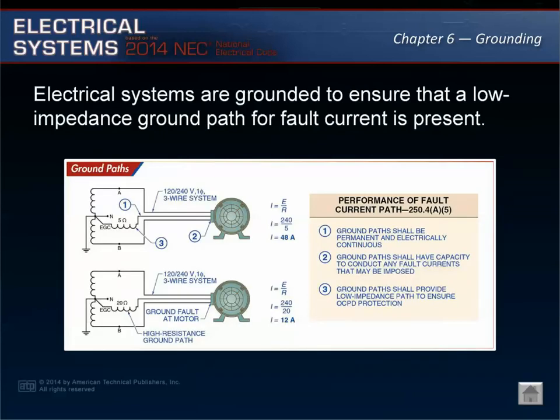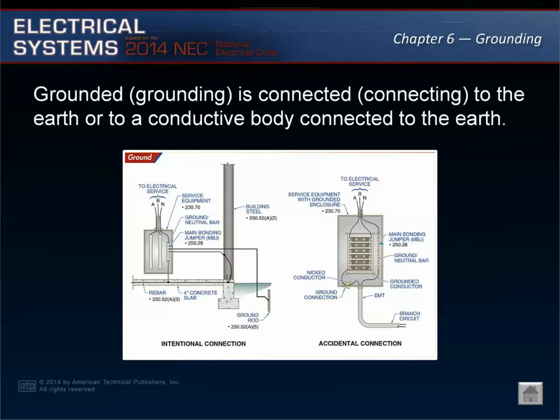Grounding electrical systems protect equipment by ensuring that the maximum phase to ground voltage is not exceeded. Electrical systems are grounded to ensure that a low impedance ground path for fault current is present. Ground is the earth. For many years, ground was defined as a conducting connection between electrical circuits or equipment and the earth. Grounded is connected to the earth or a conducting body connected to the earth.